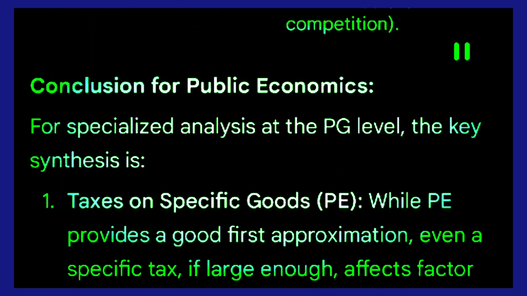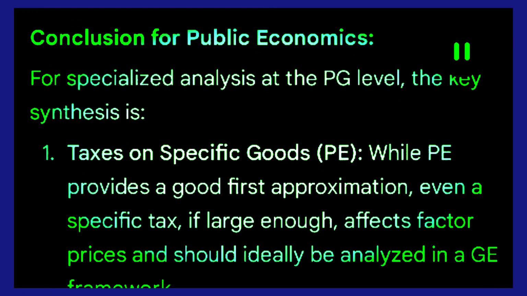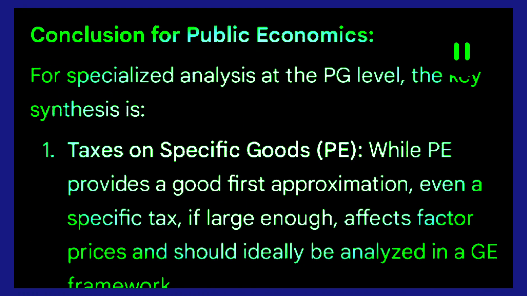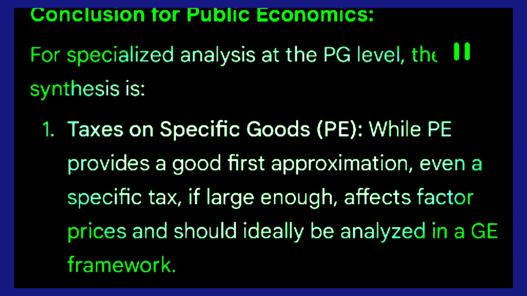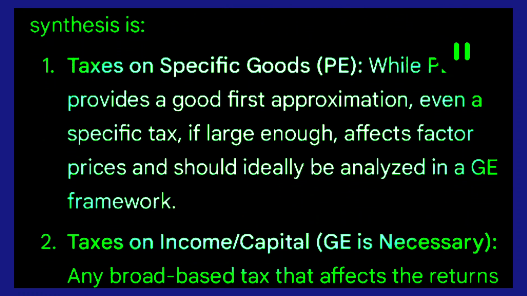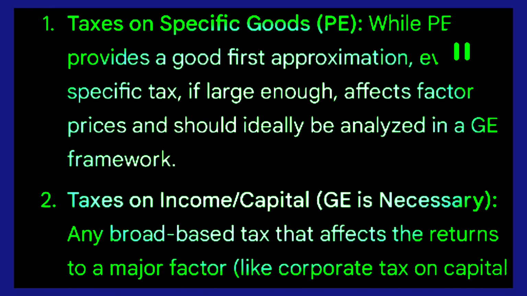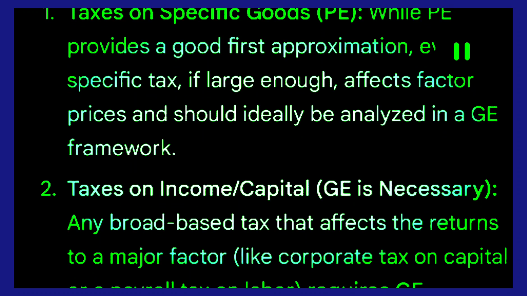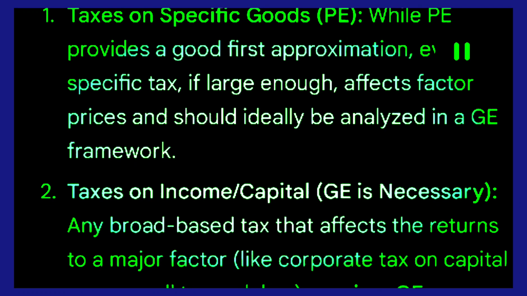Conclusion for public economics. For specialized analysis at the PG level, the key synthesis is: 1. Taxes on specific goods, PE. While PE provides a good first approximation, even a specific tax, if large enough, affects factor prices and should ideally be analyzed in a GE framework.